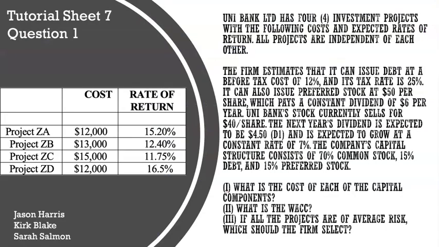Thank you, Jason, Kirk, and Sarah. As usual, I'm going to put my spin on the question. So the first question asks, what is the cost of each of the capital components? So we know that the capital components are debt, preferred stock, and common stock. So let's look at the first one, debt.